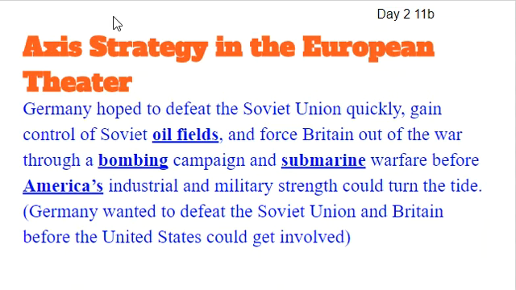And this is the strategy of the Axis powers. Germany hoped to defeat the Soviet Union quickly, gain control of Soviet oil fields, and force Britain out of the war through a bombing campaign and submarine warfare before America's industrial and military strength could turn the tide. So essentially, Germany wanted to defeat the Soviet Union and Britain before the United States could get involved. They knew that once the United States got involved, they didn't have a good chance of winning the war. So they wanted to hurry up and defeat the Soviet Union and Britain.